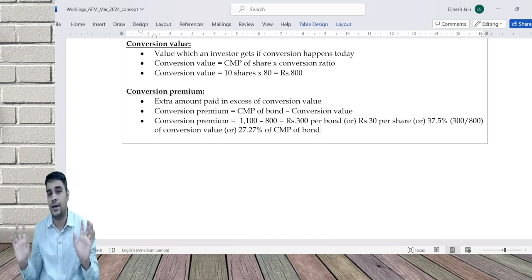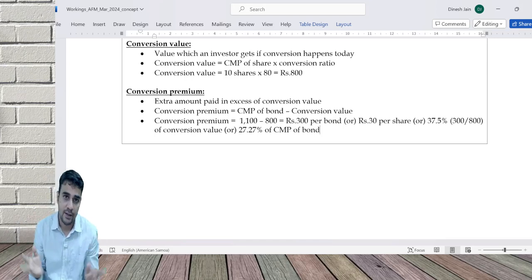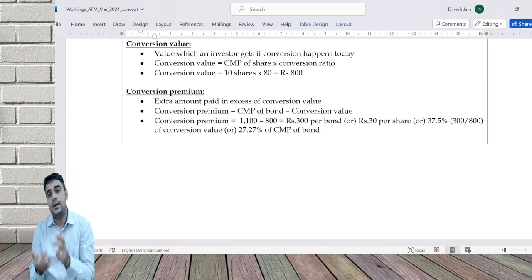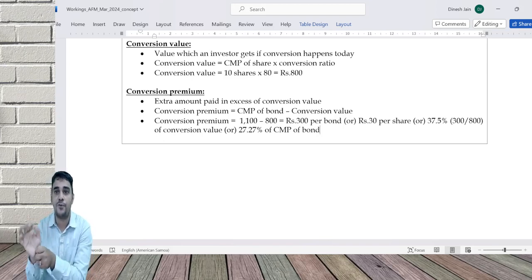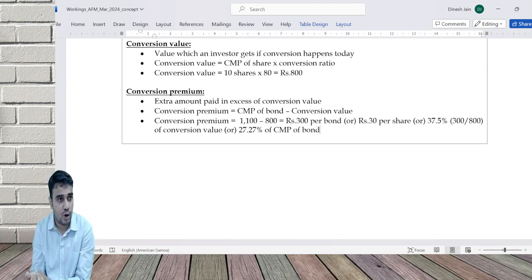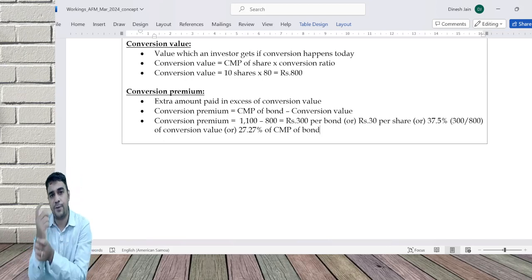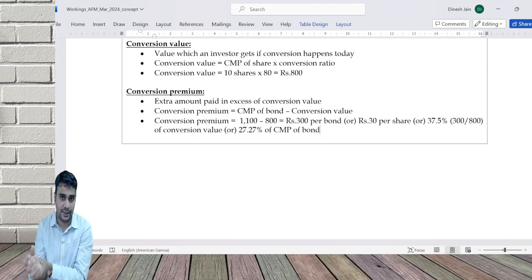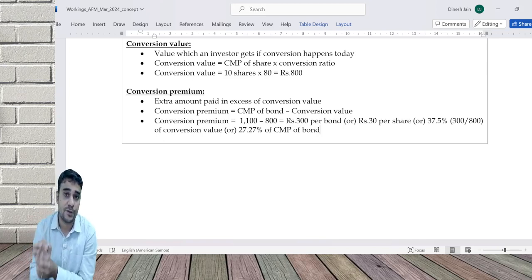If they ask me conversion premium, I'll write all four in the exam: 300 per bond, 30 per share, 37.5%. Don't just write 37.5%. Say 37.5% of sales or of cost, since profit margin can be on sales or on cost. So write 37.5% of conversion value and 27.27% of current market price of bond.